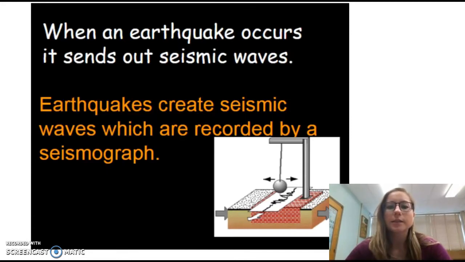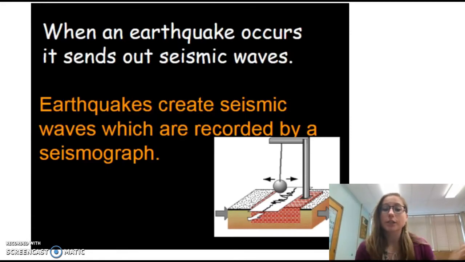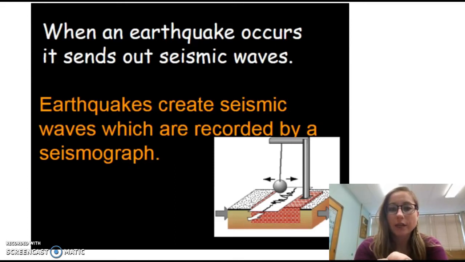So we already talked about in class that when an earthquake occurs, it sends out different seismic waves, and those seismic waves help us to read and interpret how far away the earthquake is and how severe it is. So earthquakes create seismic waves, and then these waves are recorded by a seismograph. So this picture that you see here on the diagram is called a seismograph.